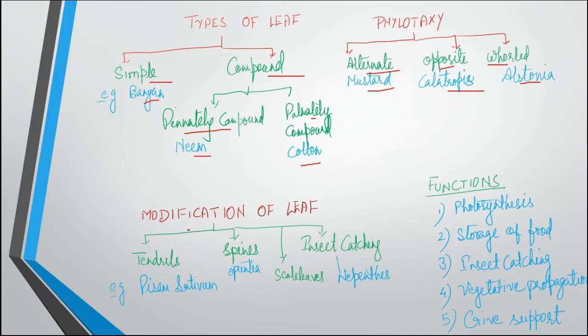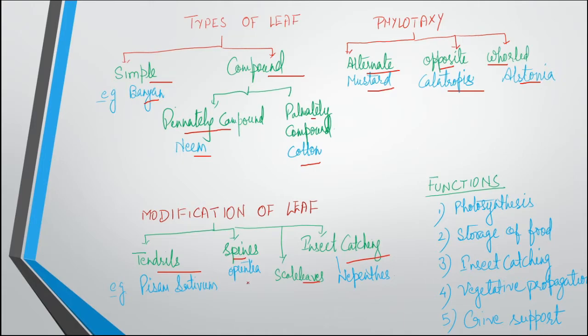Now there are various modifications of leaves like tendrils, spines, then scale leaves, insect catching leaves. So tendrils, for example in Pisum sativum, they give support, some of the leaves are modified to give support to the plants.